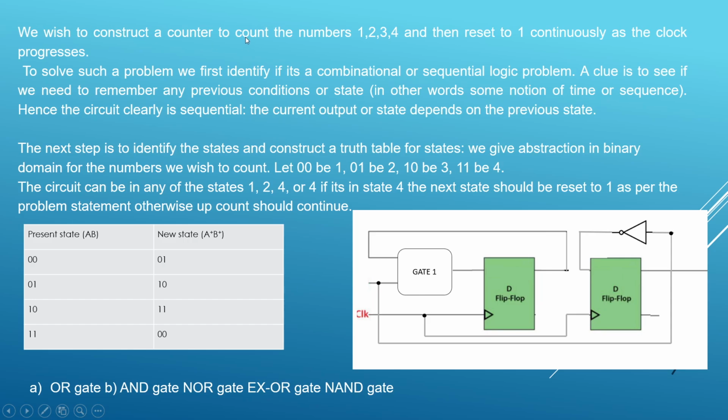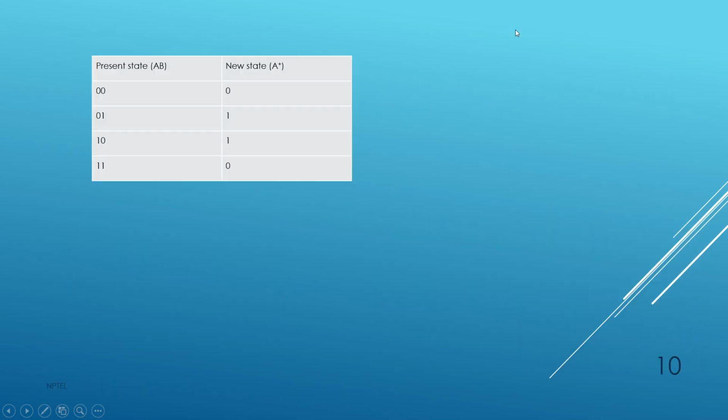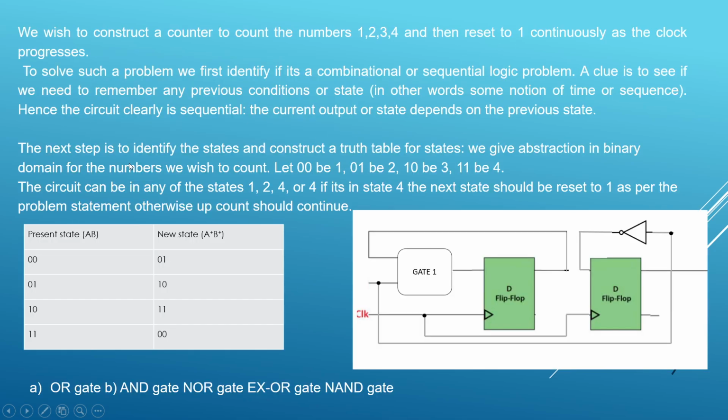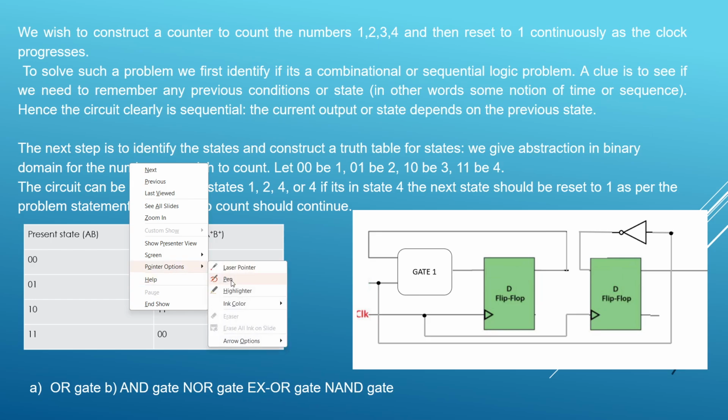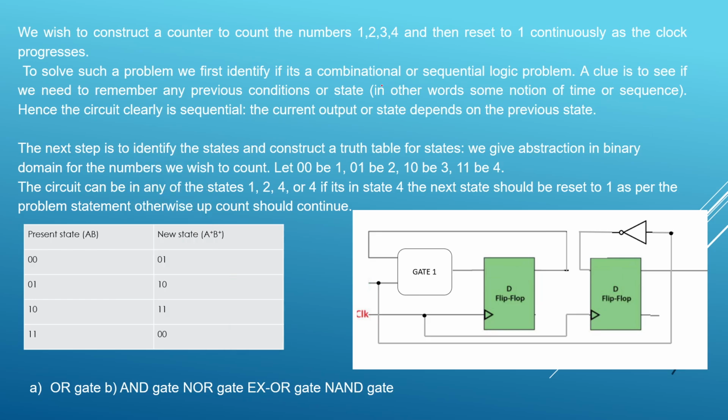We wish to construct a counter. The counter number is 1 2 3 4. So there is a counter which can measure 1 2 3 4 and then reset to 1. You all know what a counter is, right? If you have a counter of 4 digits, it can be 00, 01, 10 and then again 11. We basically denote this by 0. When you convert from binary to decimal, it will be 0, then 1, then 2, and so on.